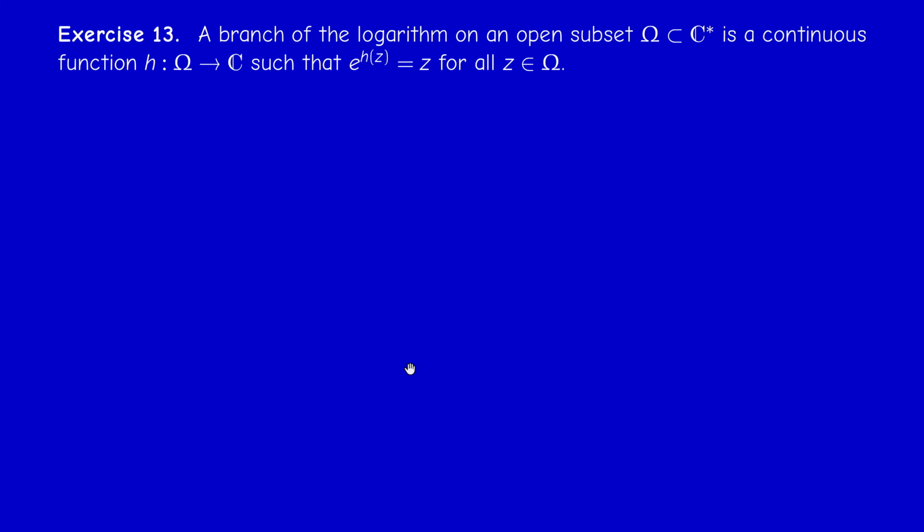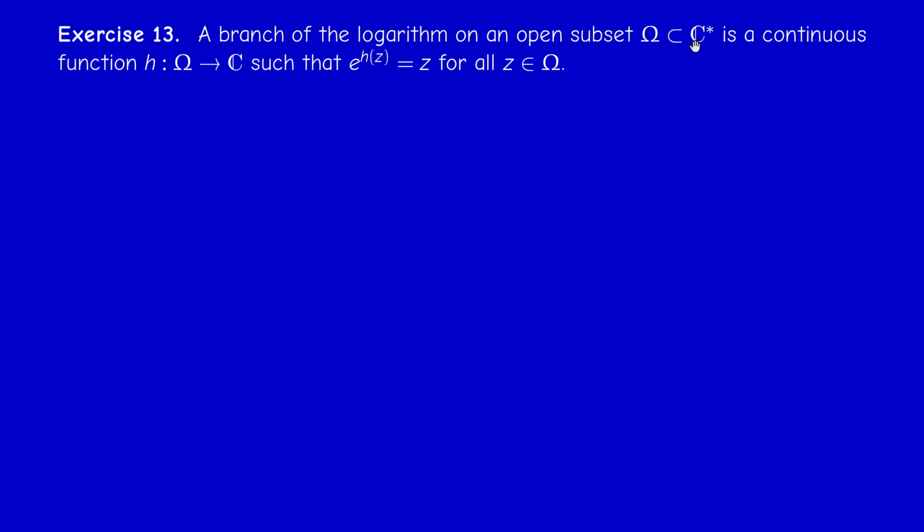Definition. A branch of the logarithm, or determination of a logarithm, on an open subset of C star is a continuous function whose exponential is z. So, if you like, it's the inverse of the exponential. It's continuous, and this is why we call it a logarithm, because it's the inverse of the exponential. Okay, but the exponential is not injective. So actually, this is why there are many branches of the logarithm.